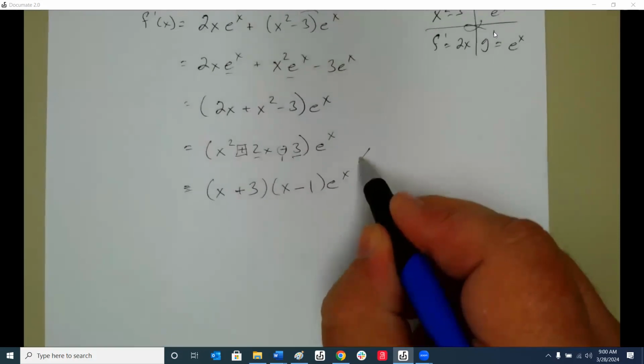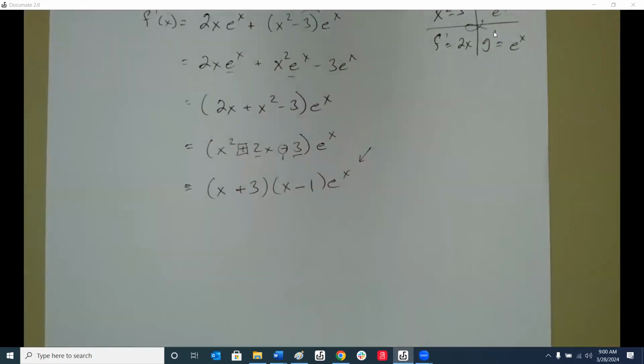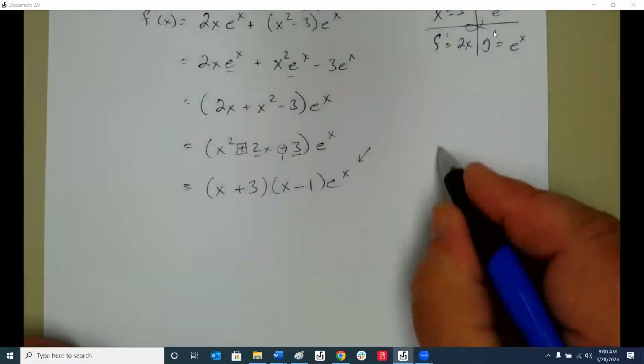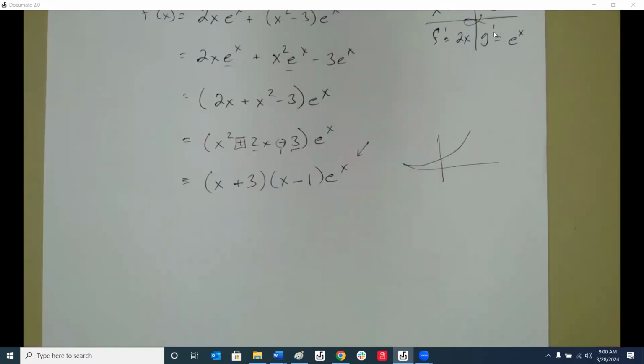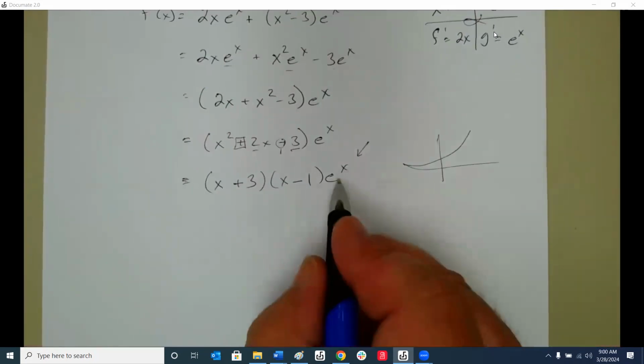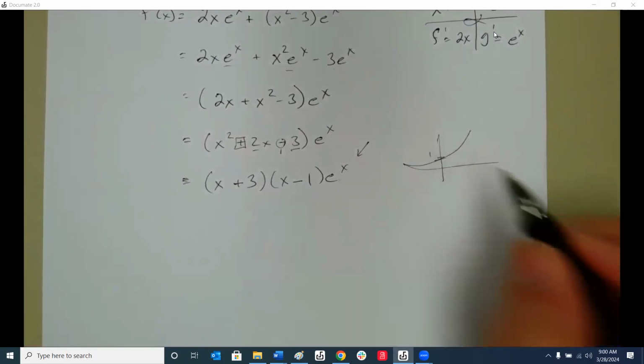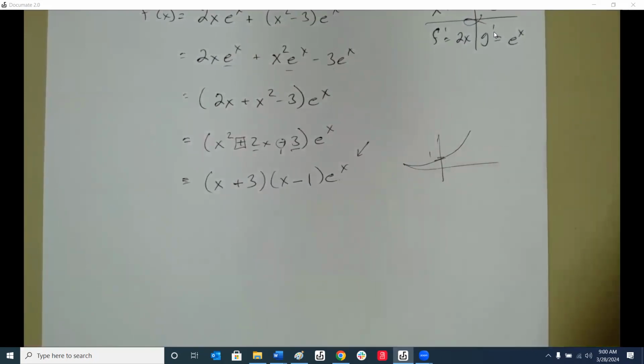Because we know that e to the x, what do we know about that one? Does it have an x? Where's the x-intercept for that one? e to the x is an increasing function. It never crosses the x-axis. It can never be negative. It crosses on the y-axis, but does not have an x-intercept.